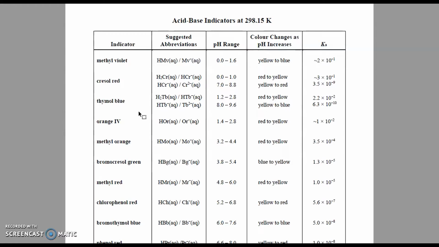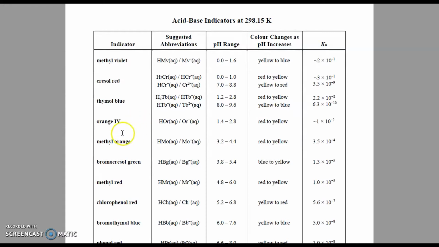So that I can explain how this chart works, I'm just going to go through one hypothetical scenario of if we were to mix any one of these indicators with hydrochloric acid. We know that hydrochloric acid is a strong acid, and so it's going to have a really, really low pH. Let's say that this particular solution has a pH of 1.0.